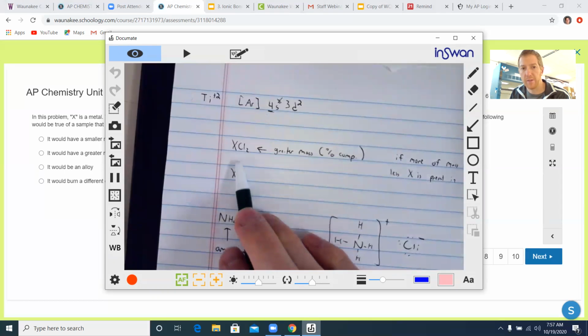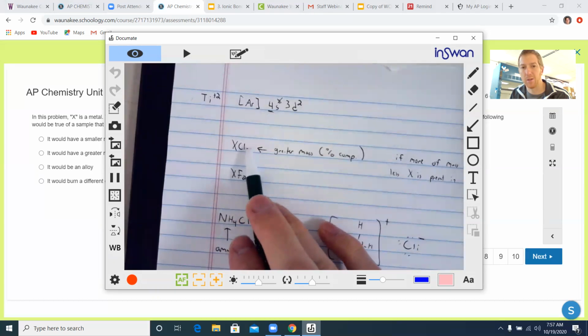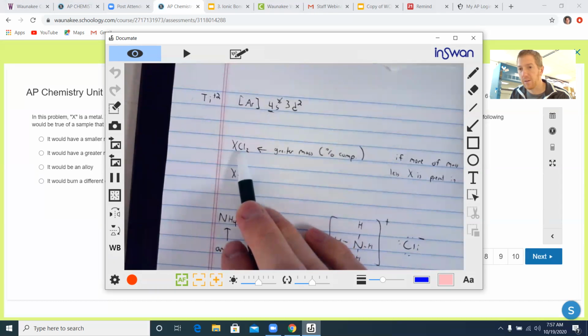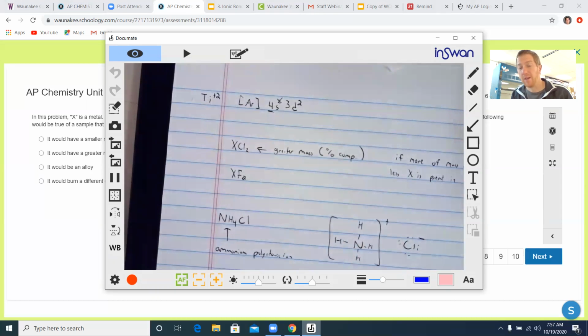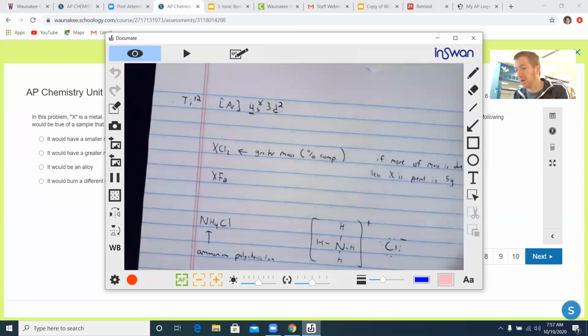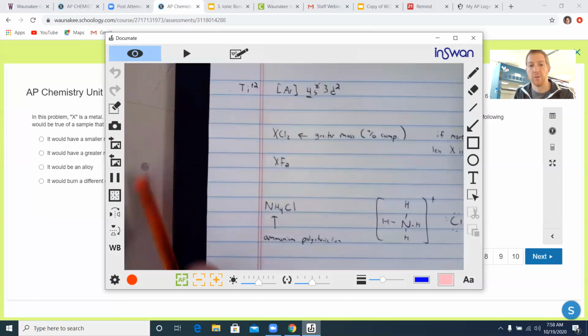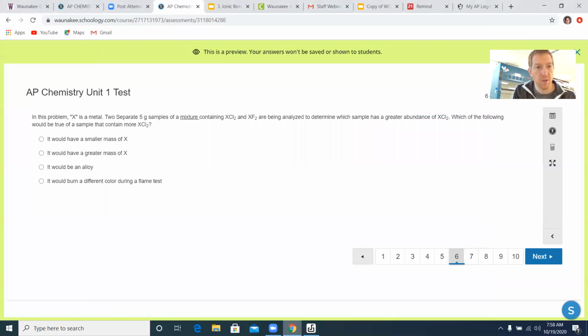Since Cl2 has a larger mass than F2, the percent composition of the non-metal is going to be greater in a sample that's this. That, on the flip side, means the percent composition of the metal, the X, will be less. And that's what I'm going to get into here when I say if more of the mass is due to XCl2, then there must be less X present in that 5-gram sample. So if I go back to my options here, you should be able to see, again, a smaller mass of X.